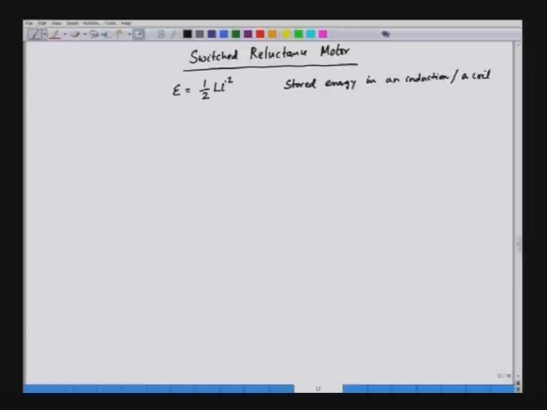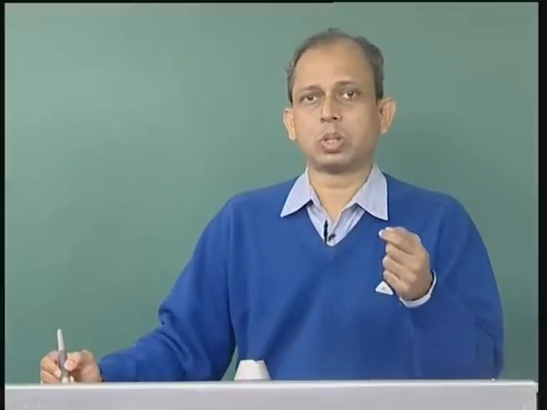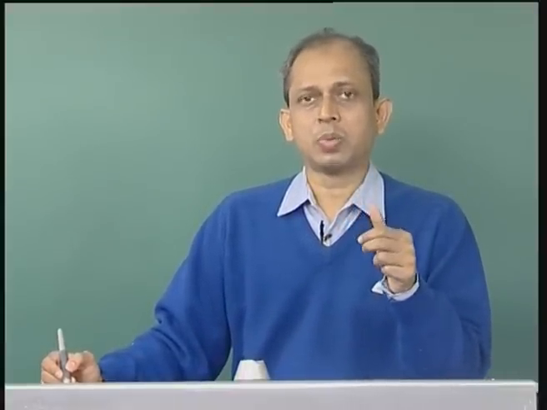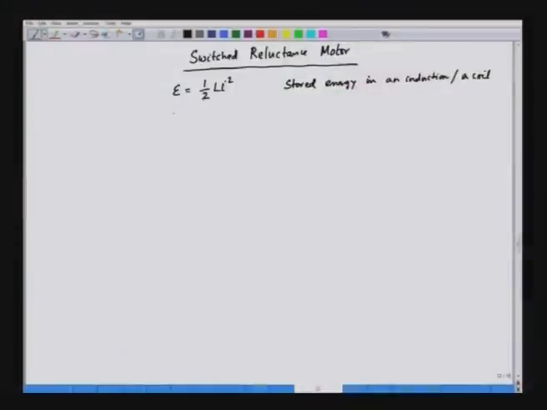So, if we want to find out the torque, it is the derivative of this energy with respect to the position. If there is a variation of the energy with position, we will get a torque. So, if we differentiate this, dE by d theta, we get the torque, and that is equal to d by d theta of half L i square.